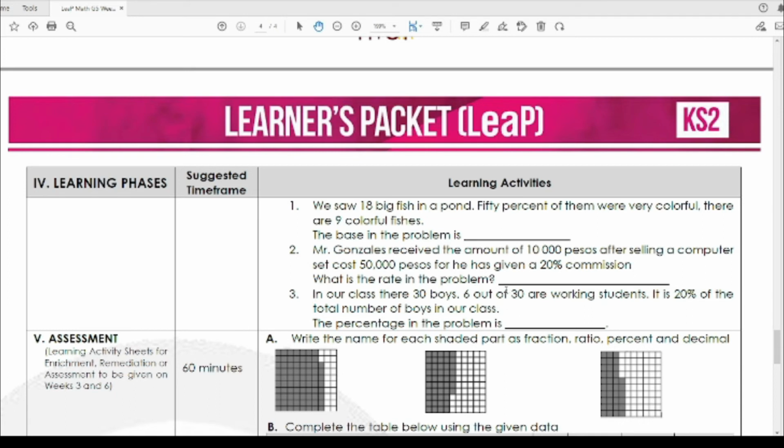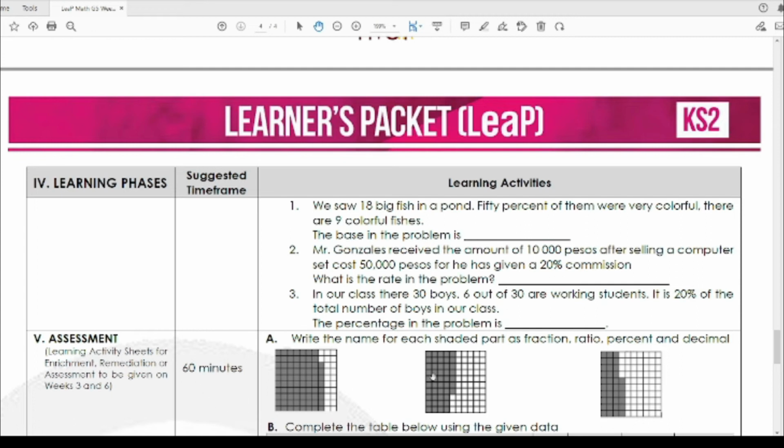Number 3. In our class, there are 30 boys. 6 out of 30 are working students. So we have 6 students from 30 who are working students, 20% of the total number of boys in our class. So the percentage in the problem is blank.